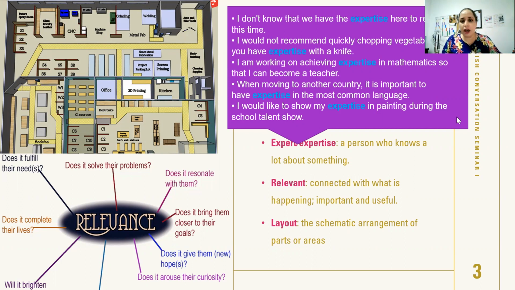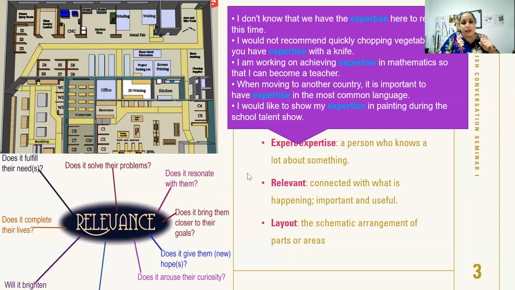For those of you like Luis Roman, if you are already in Hermosillo, I will recommend that you start taking an advanced English course. I'm recommending that because you are close to the places where you can get a little more experience in the language, and then you can get more expertise. There is a recommendation. "I would like to show my expertise in painting during the school talent show." That's another way to use the word. See? Expertise. Or you talk about an expert.